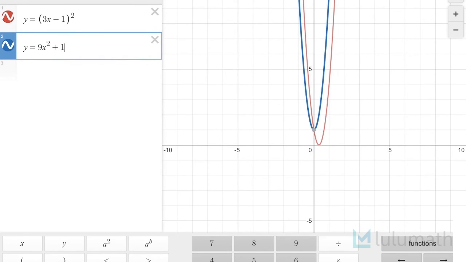And if you notice, we have our red parabola, which is our top one up here, and we have our blue parabola, which is our bottom one down here. They don't line up, which means that our expressions here are not equivalent. It's a very common mistake people will make. Don't fall into that trap.